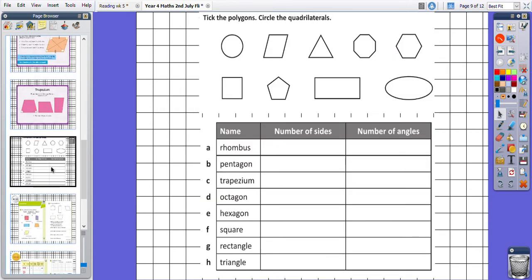So now we know all of this, you've got two small tasks to complete. Tick the polygons and circle the quadrilaterals. So remember from yesterday, a polygon is a 2D shape that has three or more straight sides. And then we've just learnt what a quadrilateral is. So ticking the polygons and circling the quadrilaterals. And then finally, I want you to think about these shapes here at the bottom, and I want you to tell me how many sides you think they have and how many angles you think they have. Okay, so pause the video and complete this now.